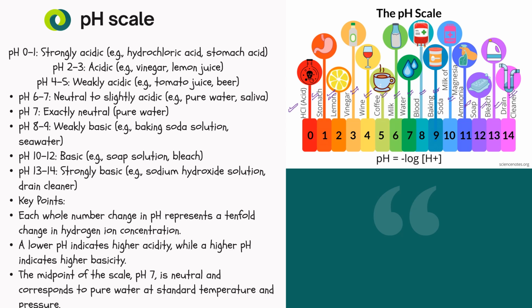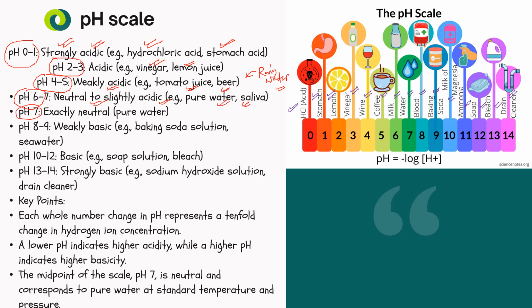The first part is pH 0 to 1, which is strongly acidic, with examples like hydrochloric acid and stomach acid. pH 2 to 3 is acidic, like vinegar and lemon juice. pH 4 to 5 is weakly acidic, like tomato juice and beer. Rainwater also comes in this part. pH 6 to 7 is neutral to slightly acidic, like pure water and saliva.